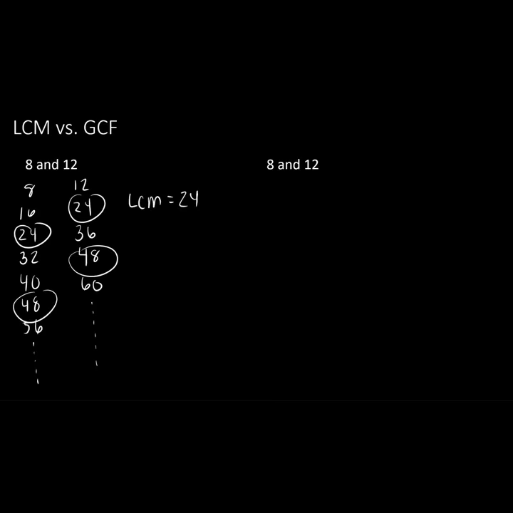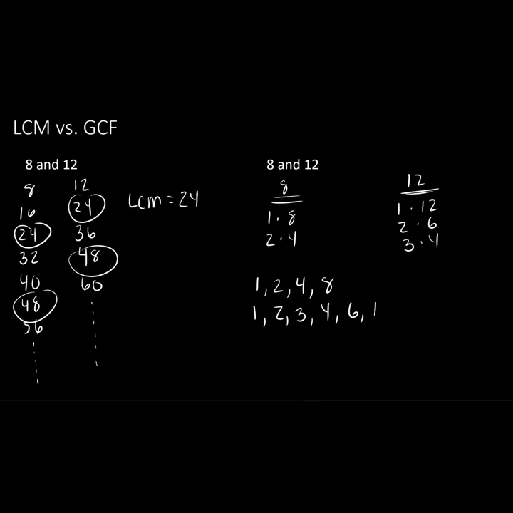Now, in terms of factors, factors are the things that multiply to give us that number. And so 8 would have factors of, say, 1 times 8 or 2 times 4. And so we might list the factors of 8 as being 1, 2, 4, and 8. Factors of 12, well, you've got 1 times 12, 2 times 6, and 3 times 4. So the factors of 12 are 1, 2, 3, 4, 6, and 12.